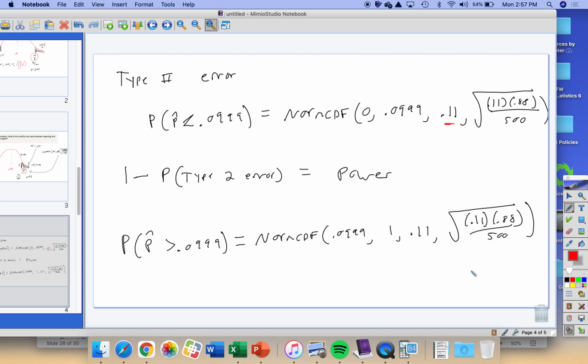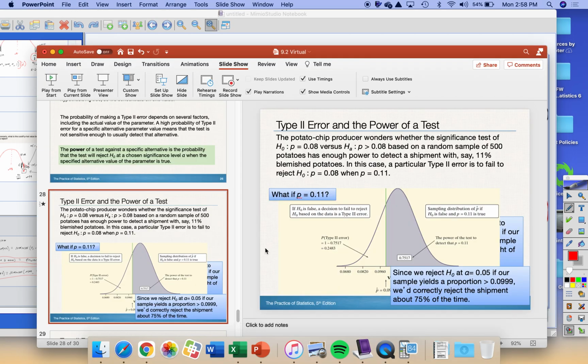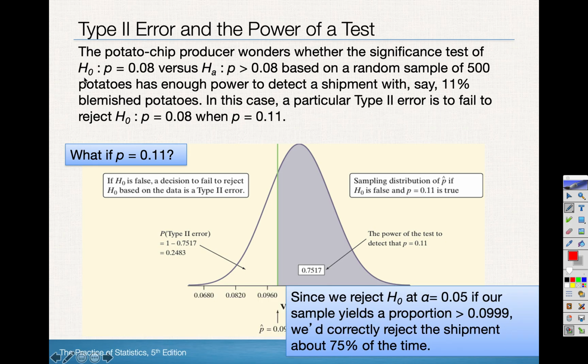So this can be calculated by doing this, which is the probability that you get a p-hat value greater than 0.0999, which means that you would successfully reject the null, or you can do 1 minus type 2 error, which is this right here. And that's what this picture is showing us. Okay, so that means we would successfully or correctly reject the shipment about 75% of the time if p was actually 0.11.